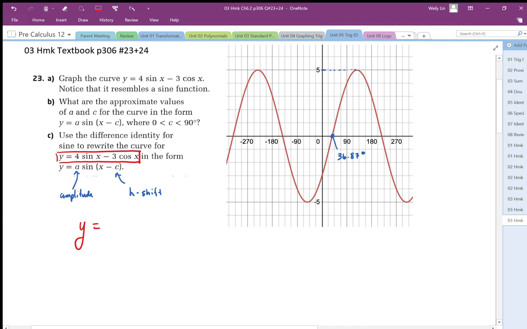So the expression 4 sine x minus 3 cos x is going to be equal to 5 sine, since my amplitude is 5, of x minus 36.87 degrees. Again, we're doing this in degrees, but really we should be doing most things in radians. So this transformed function is an equivalent expression to the function that was drawn here in red.